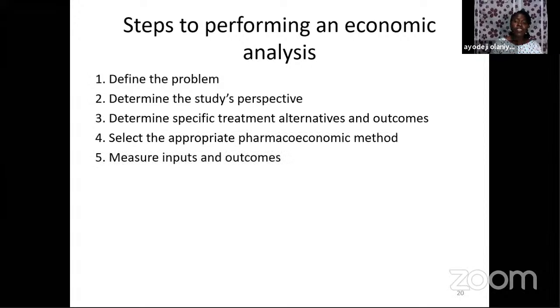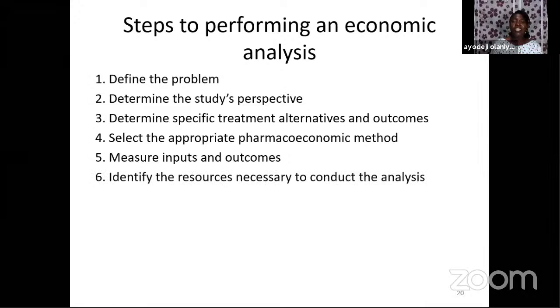So after identifying the cost, alternatives, and the outcome, you measure the input, that's the cost, or the resources that the alternative would need. You measure the inputs and the outcome from these different alternatives. So number 6, you identify the resources needed to conduct the analysis.